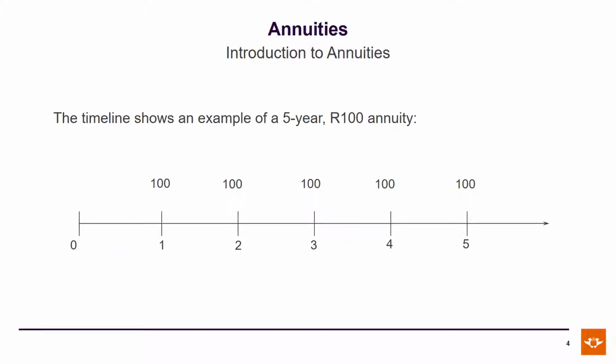The most effective way to demonstrate the concept of annuities is to use an example. So the timeline below shows an example of a 5-year 100 Rand annuity. And what needs to be noted here is that each annuity payment of 100 Rand takes place at the end of the year, so at the end of each period.